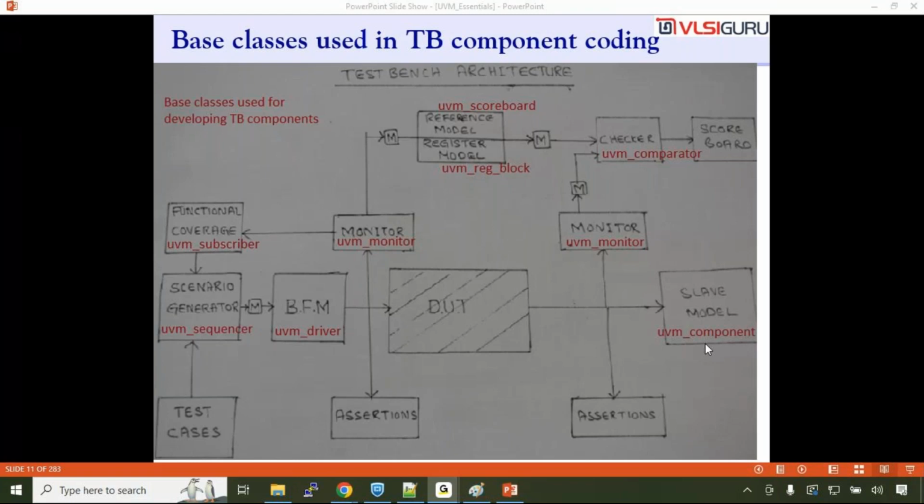There are a lot of other base classes provided by UVM. Why do we use the term base classes? Because they are supposed to be used as a base class, and you have to inherit, extend, and use them. They are classes you are supposed to use as a base for creating new classes. So this test bench architecture diagram shows which UVM base classes you will use to develop different test bench components. What is the advantage of using these UVM base classes?